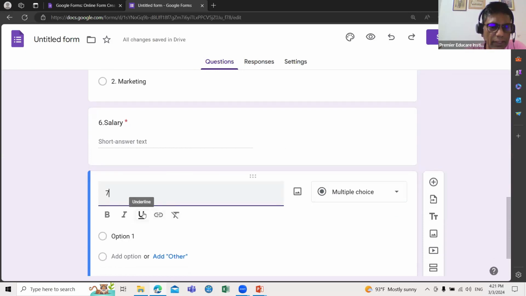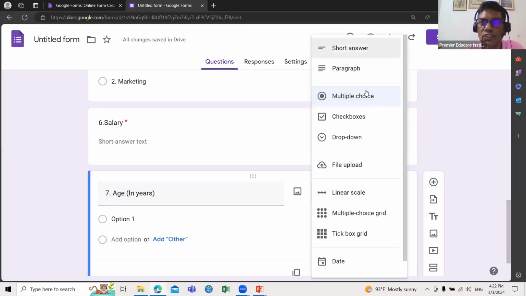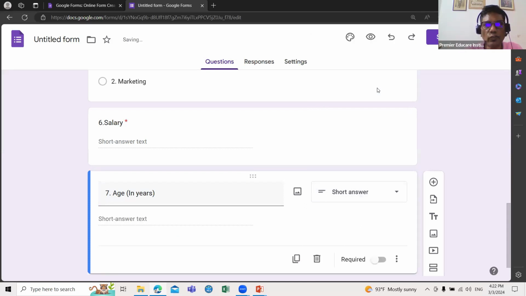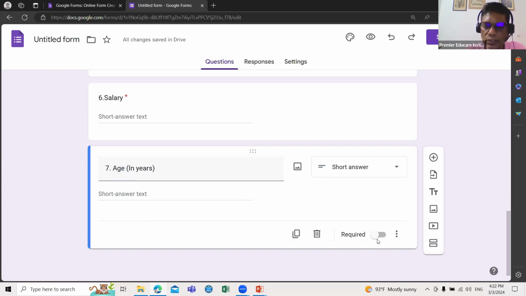Right. What is question number 7? Question number 7, age. Right? Age. This is in years, right? So that means complete. So again, open question, short answer, 55, 65, or like that, right? That depends on your research question, right? So now I have put another one, question number 8. Again, this one is required. So you have to click this button, and this is a compulsory question, right?